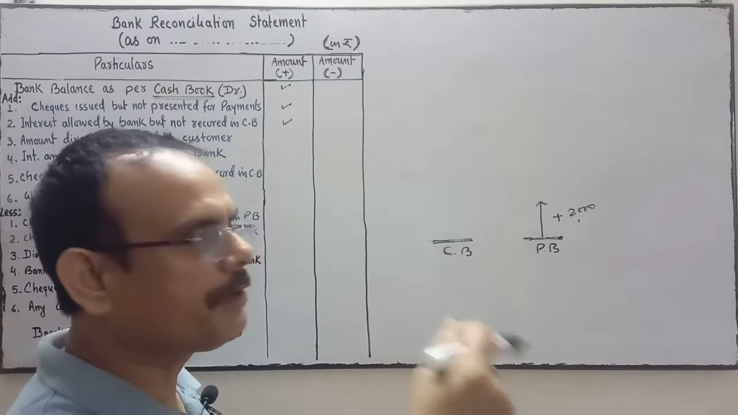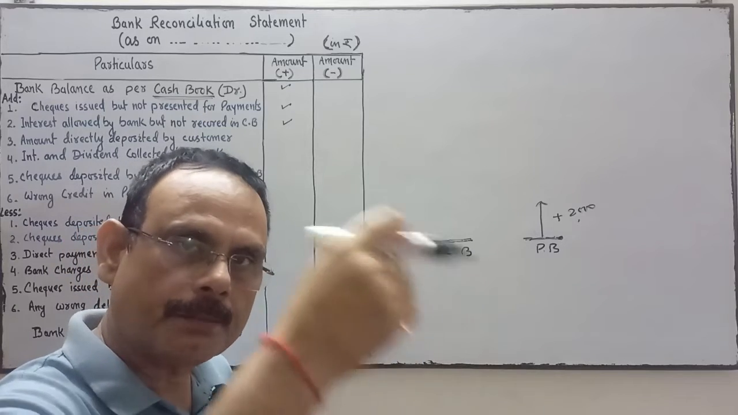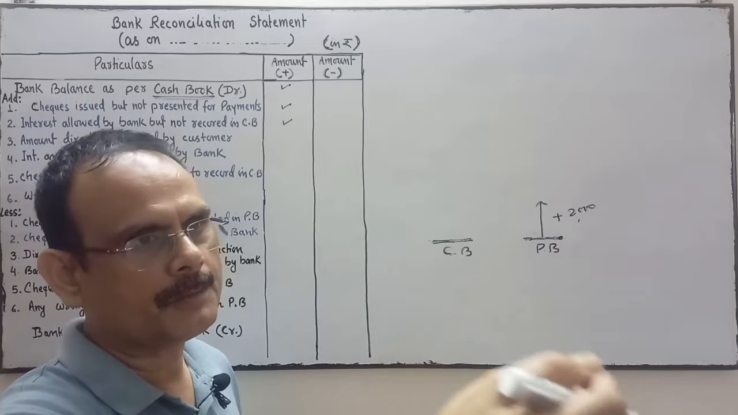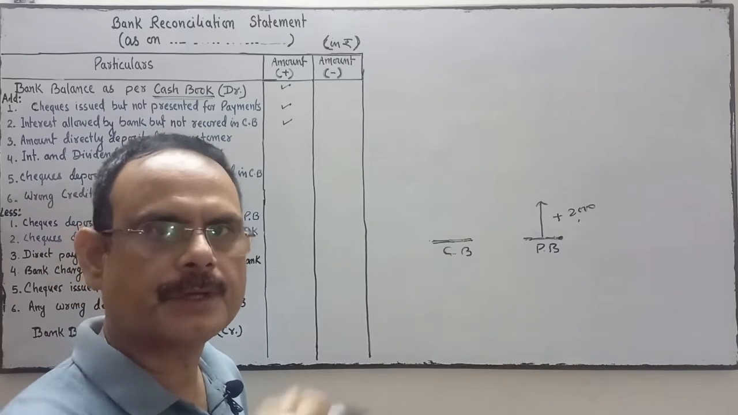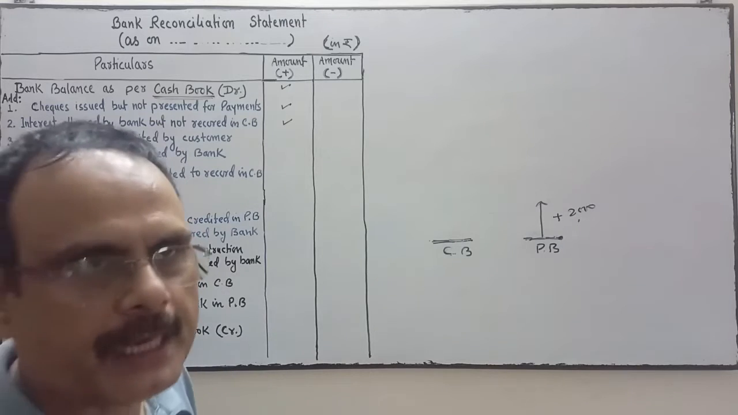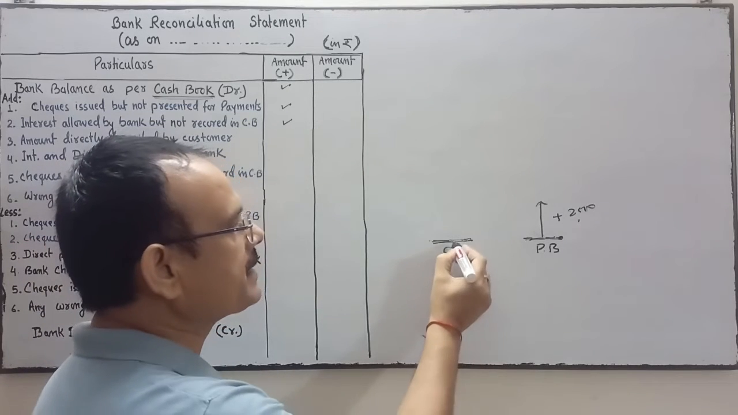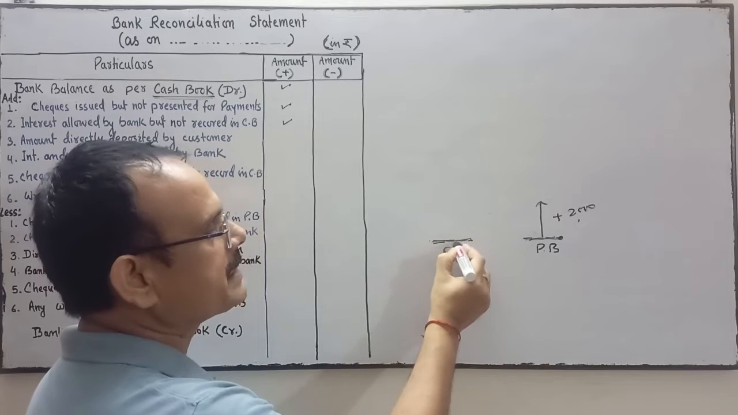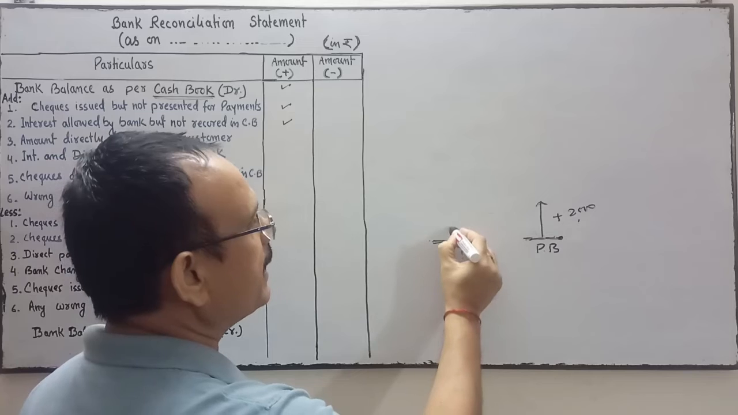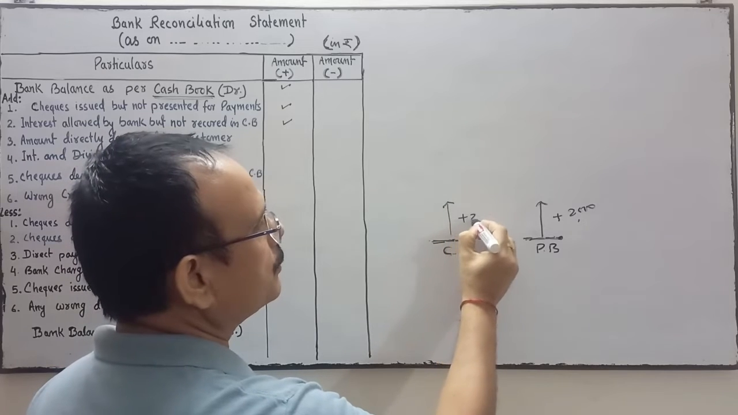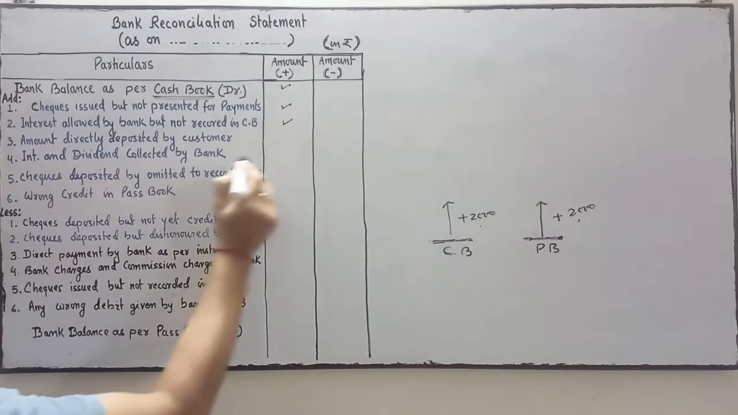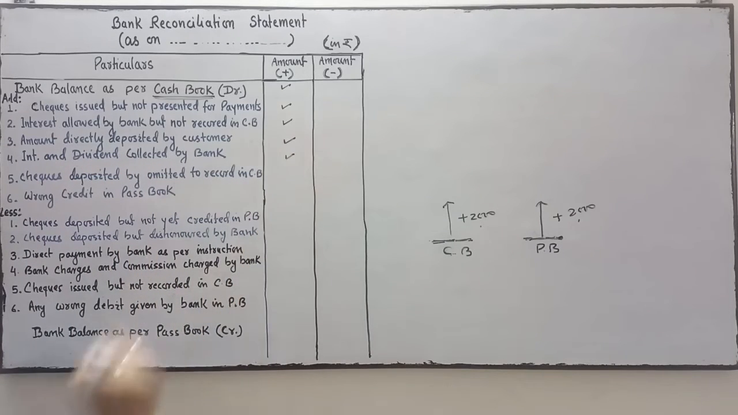Okay, but that information is not given by the bank to us. It means we have not recorded that transaction on the debit side of our cash book. So the cash book balance is not increased; it is as it was earlier. So to make the balance equal, we add rupees 2000. So this will also be added by us.